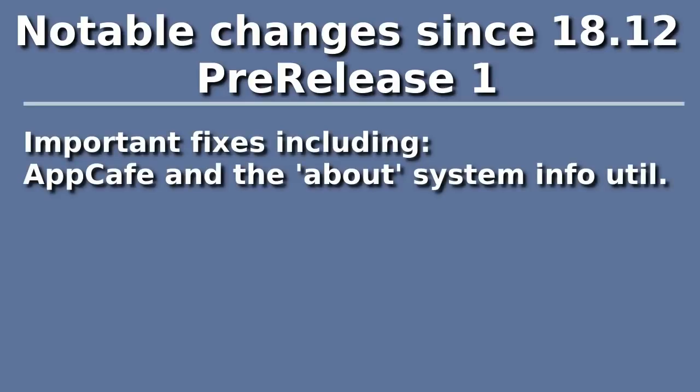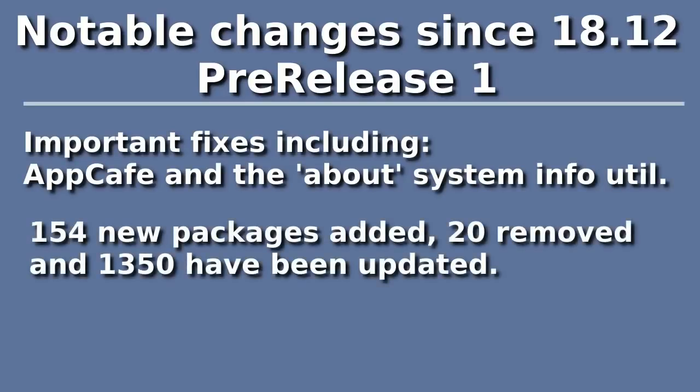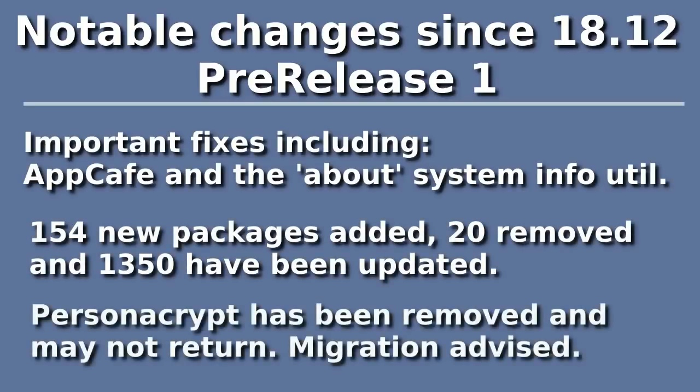Notable changes since 18.12 pre-release 1. There's been some important fixes, including App Cafe and the About System info util. There's been 154 new packages added, with 20 removed, and 1350 have been updated. And PersonaCrypt has been removed and may not return. Migration to another alternative is advised.